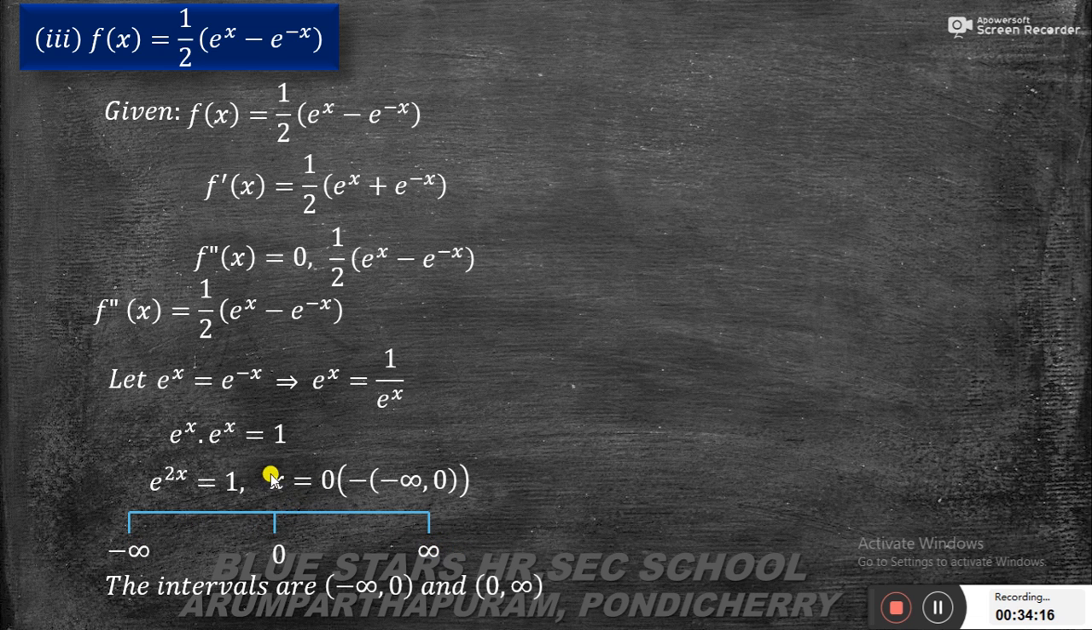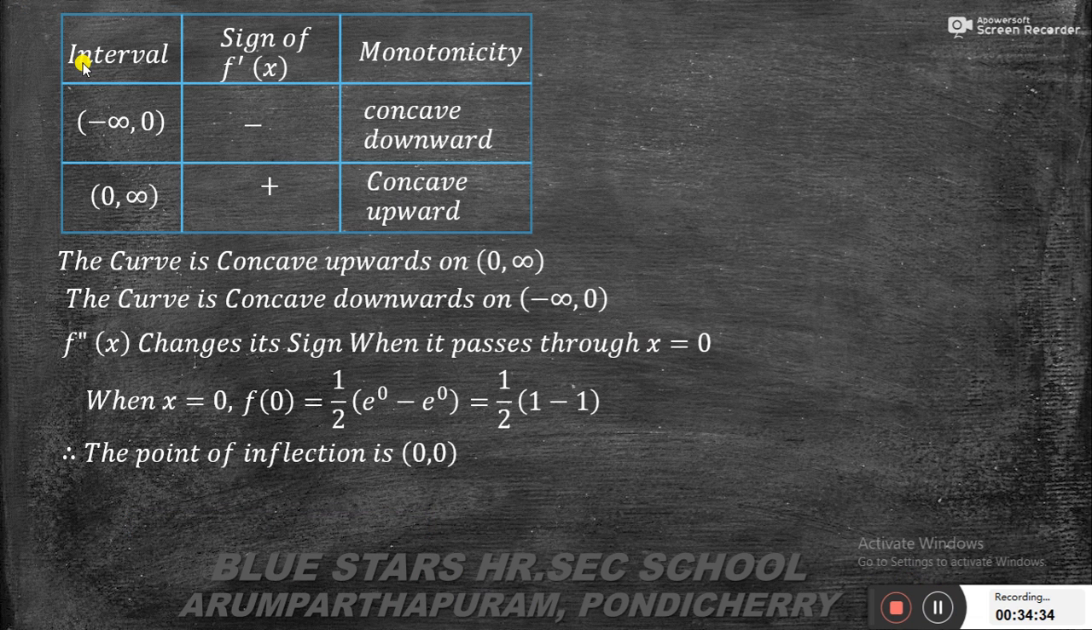Now our point is x equal to 0. I represent x equal to 0 as this point. Now I make the intervals. So the intervals are minus infinity comma 0 and 0 comma infinity. These are two intervals. Now I make a table: the first column is the interval, the second column is the sign of f double dash. Concavity we check from f double dash.